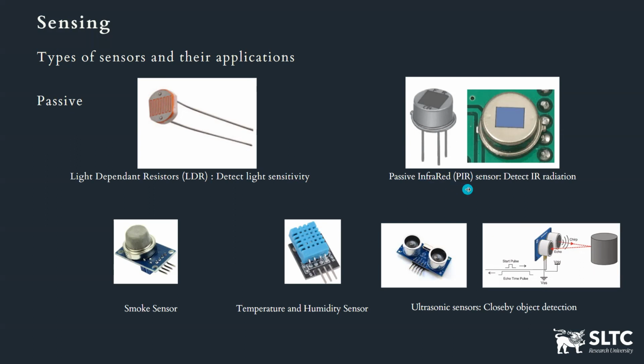If we take the passive infrared sensor, it detects IR radiation and it is used for applications of identifying animals and humans in the environment. IR radiation can be used to identify whether there's some warmth in the environment. IR means infrared waves, heat waves. Heat waves can be sensed from this sensor. It is used for identifying human presence or animal presence in the environment.